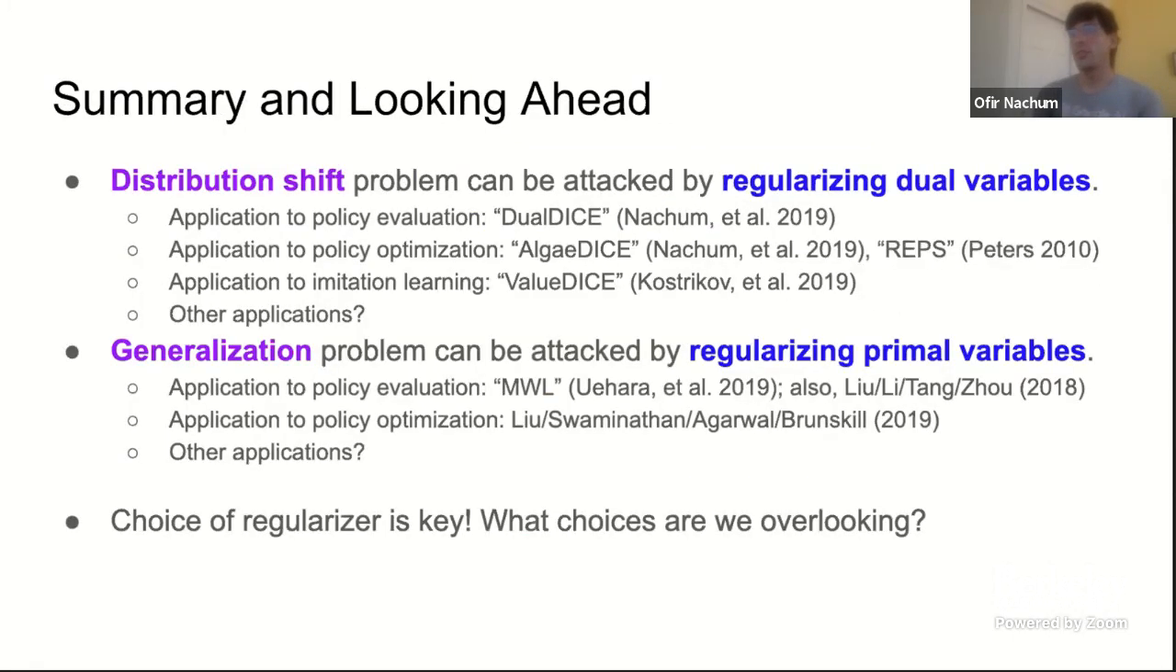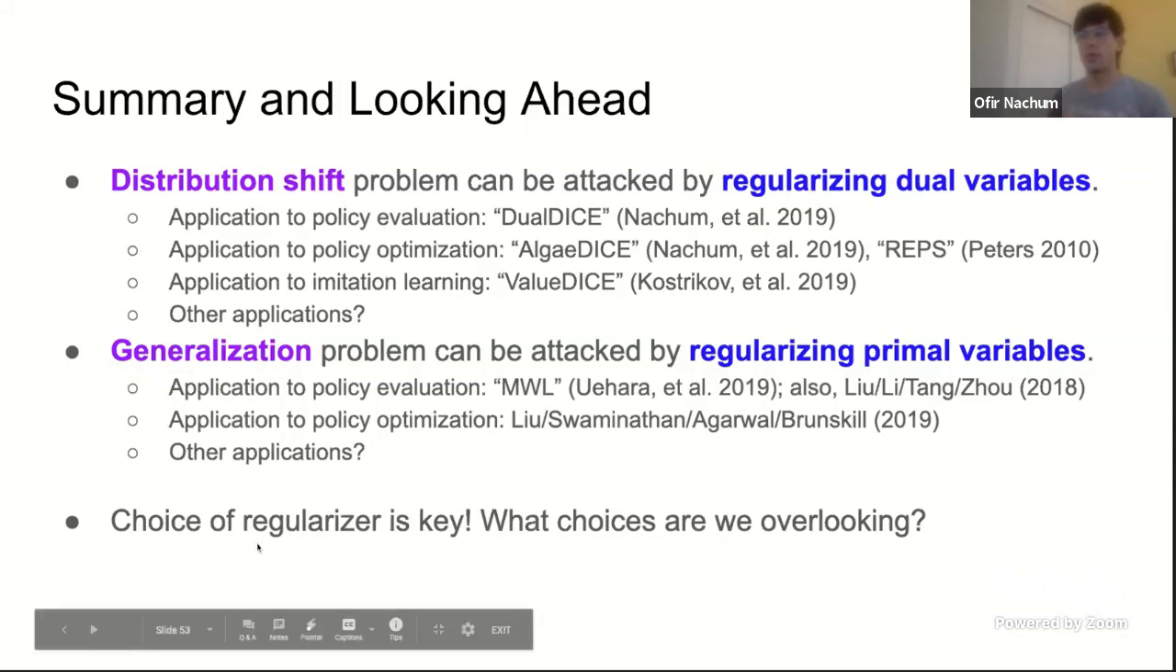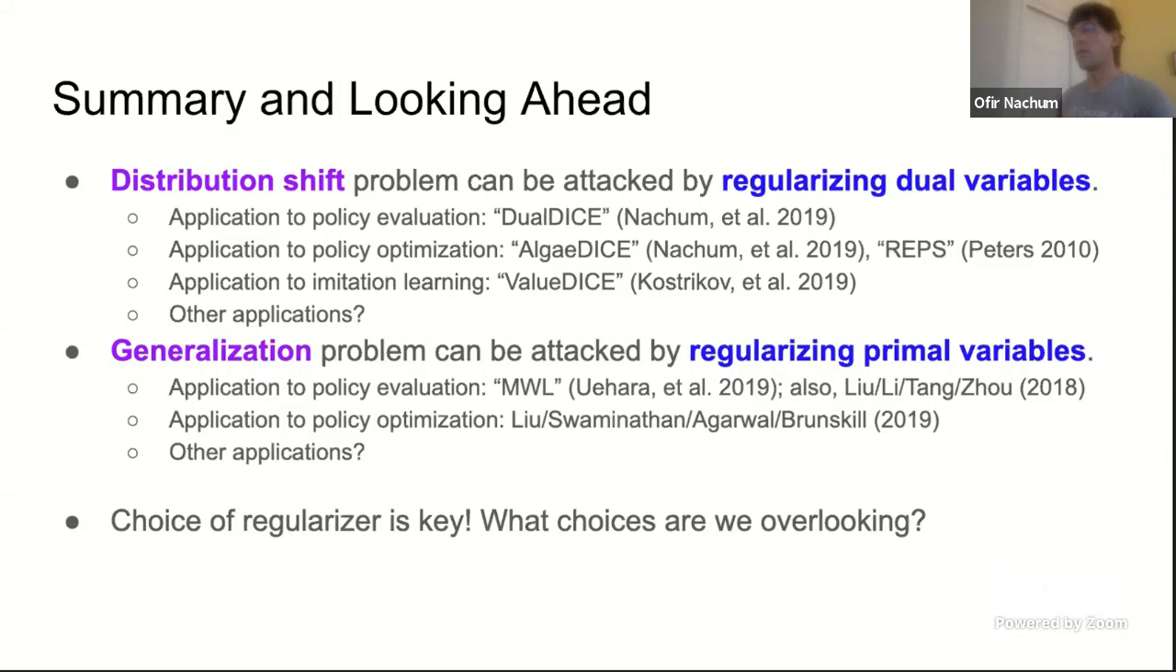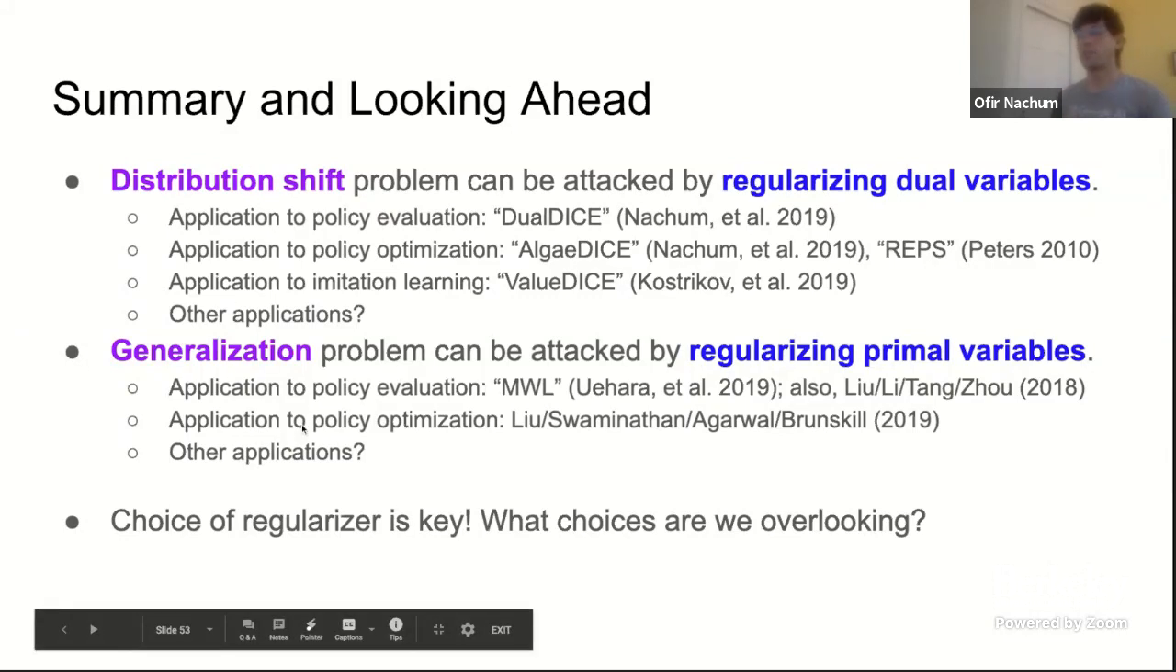Okay, but that's all I wanted to show you. And as a summary, what I showed was the distribution shift problem can be attacked by regularizing the dual variables. The generalization problem in off-policy RL can be arguably attacked by regularizing the primal variables. I've listed a small subset of works which I think use these tricks. But certainly there's a lot of other applications to use these tricks. And I think there's a lot of potential future work in, well, one, how to apply these tricks, which I've shown you, and two, other choices of regularizers, which yield even better objectives or better resolving of these challenges. But that's it for me, and I'll take any questions.